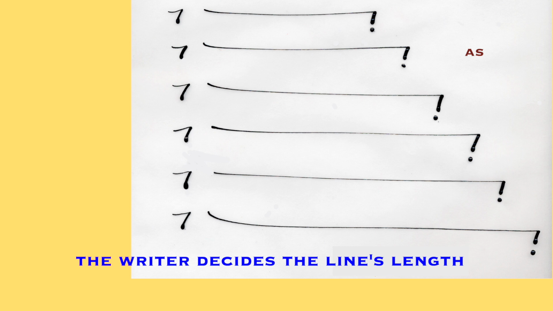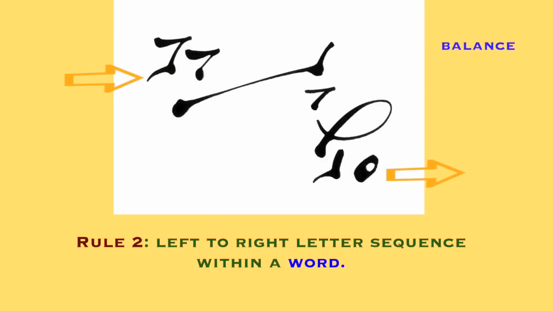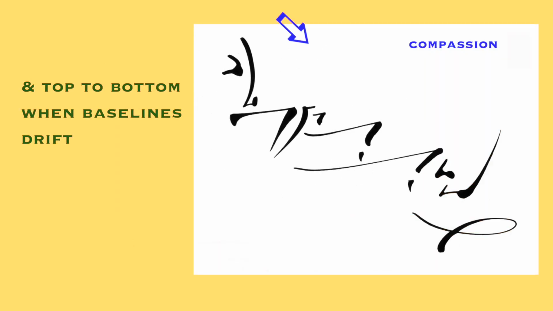Rule 2. Left to right letter sequence within a word. The word here is balance. And top to bottom when baselines drift. The word is compassion.